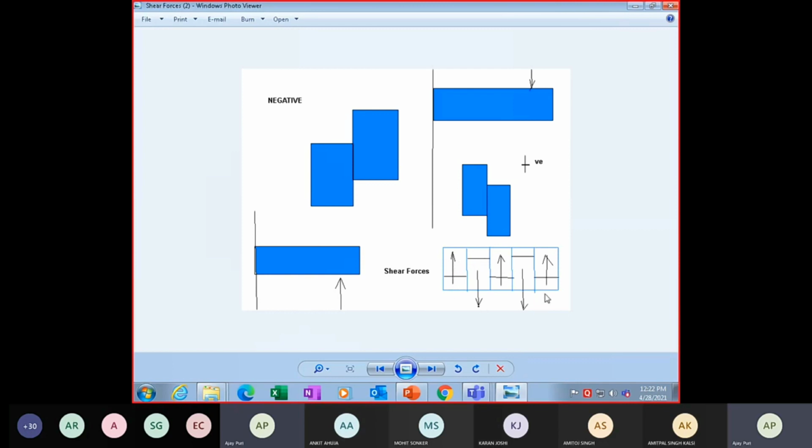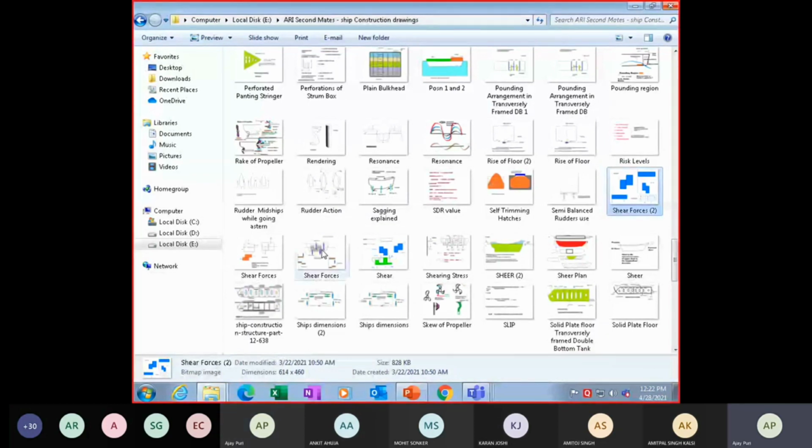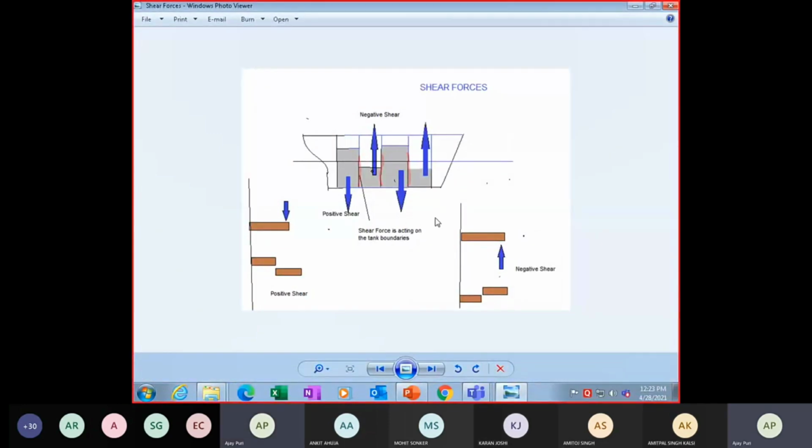So if you load your vessel partly here, full here, part here, full here, part here, your buoyancy force will exceed your force of gravity in some places, and in others your force of gravity will exceed buoyancy, so you will have shear force or stress on this bulkhead. Similarly, you will have it here and here. I will explain in this diagram how your negative shear comes up, how the positive shear comes up, and how your shear is acting at the tank boundaries.